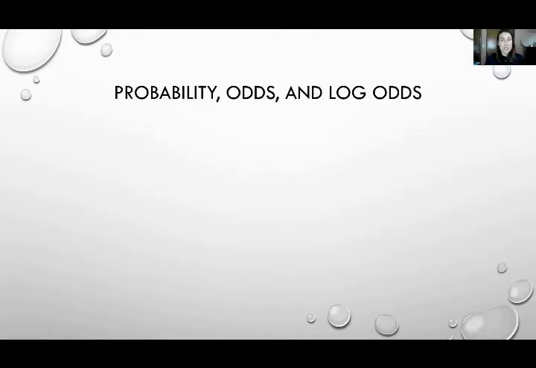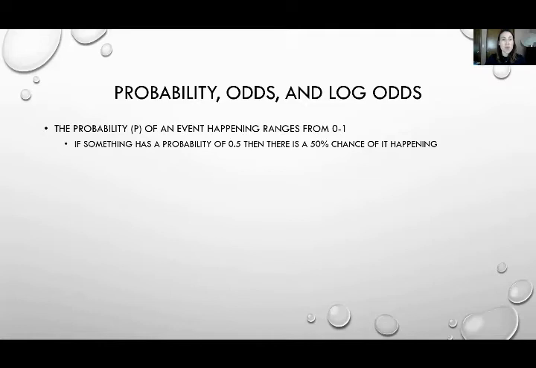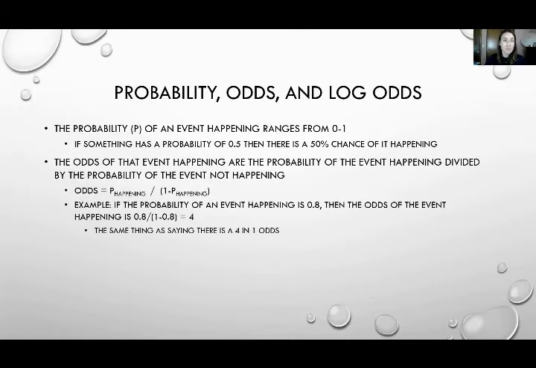Okay, so now we're going to be talking about those terms I had just mentioned, the odds and log odds, and how that relates to probability and why you would do something like this. The probability of an event occurring goes along a range of 0 to 1. If something has a probability of 0.5, that means there's a 50% chance of that event occurring. And the odds of that event occurring are the probability of the event happening divided by the probability of the event not happening, okay? So calculating the odds, here you see the equation.